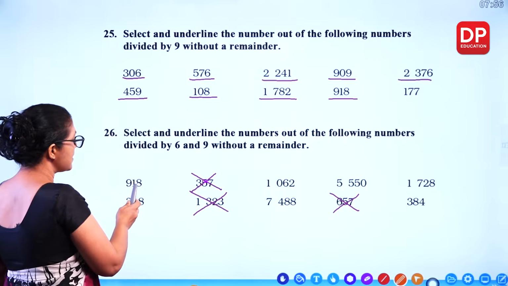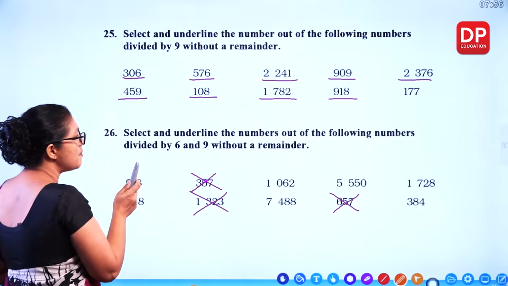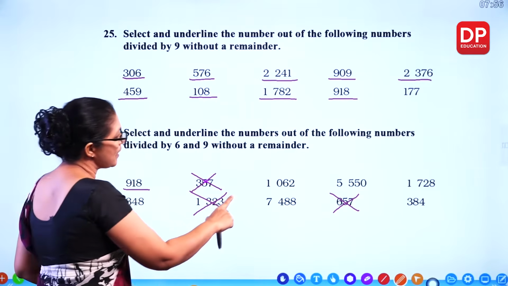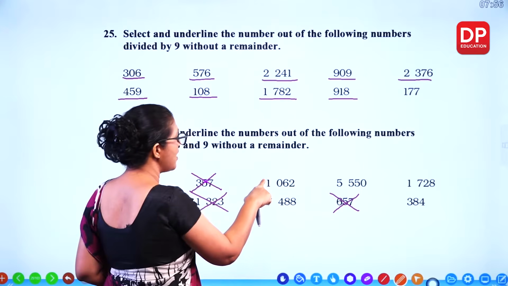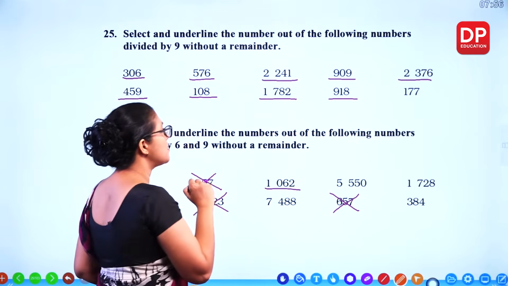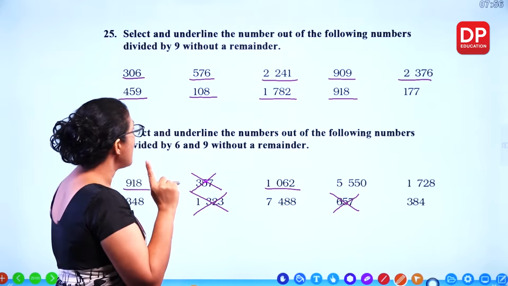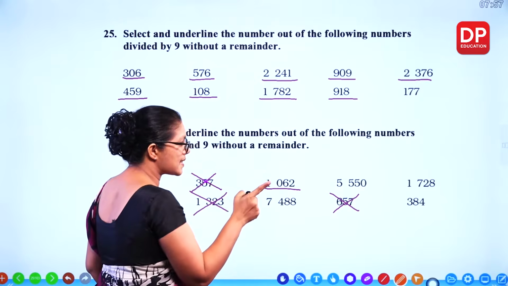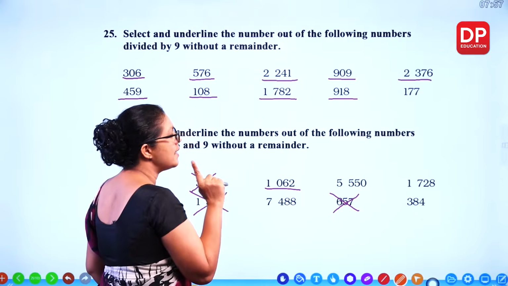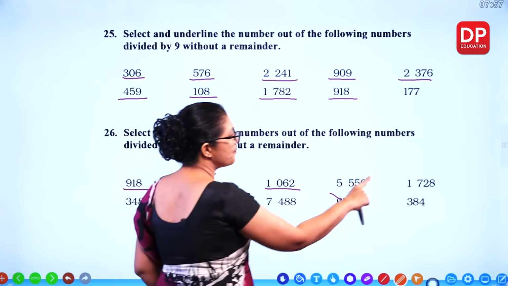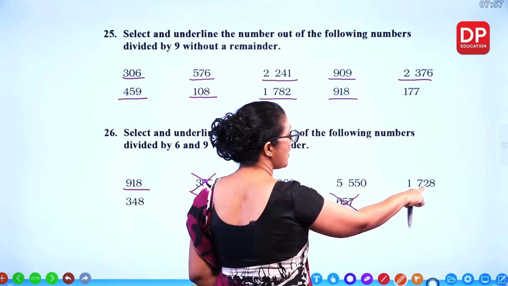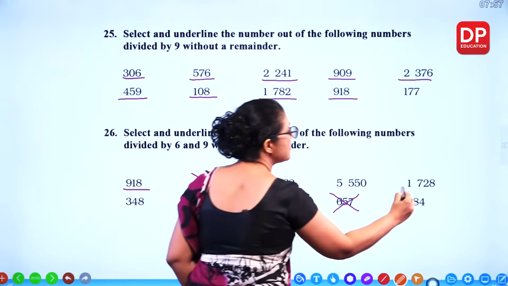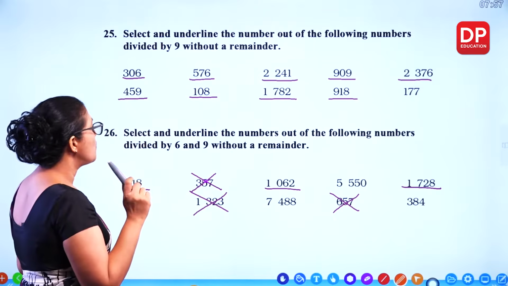10 plus 8, 18. It's divisible by 9 as well as 6. 6 plus 2, 8. 8 plus 1, 9. 9 is divisible by 9 as well as 3. Here 15, that means 5 plus 1, 6. It's not divisible by 9, so you can't select that. 7 plus 1, 8. 8 plus 2, 10. 10 plus 8, 18. 18 means 9. That's divisible by 9 as well as 6.